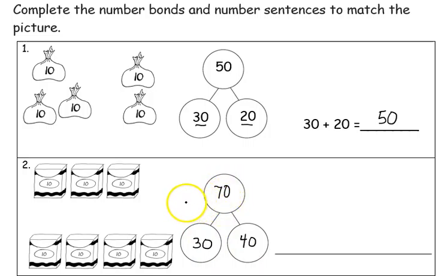I can use my single-digit basic fact to help me. If 3 plus 4 is 7, then 30 plus 40 would be 70, because 3 groups of 10 plus 4 groups of 10 would be 7 groups of 10, which is 70. And the number sentence then would be 30 plus 40 equals 70.